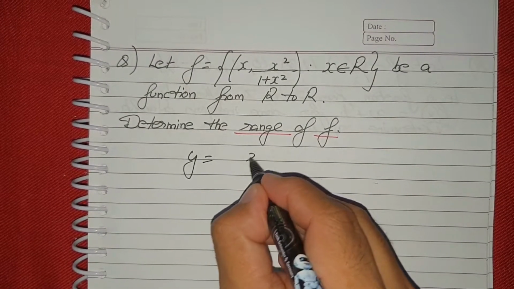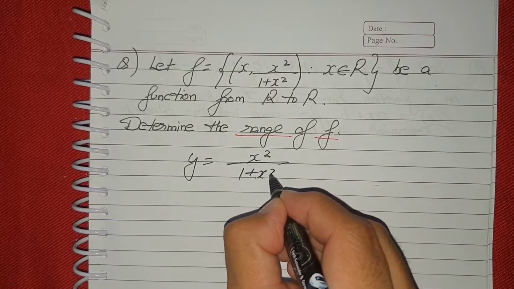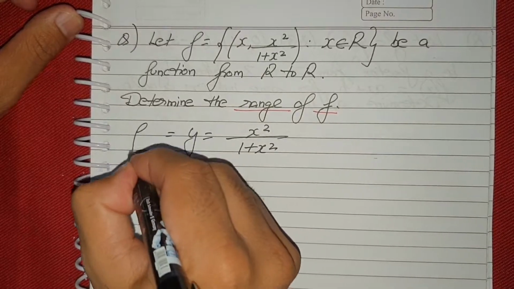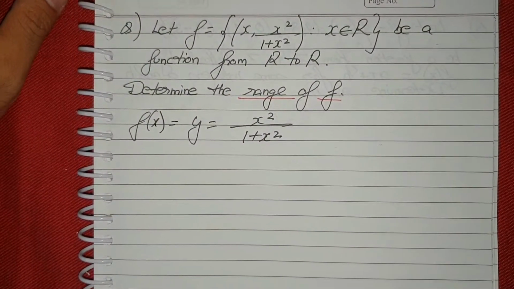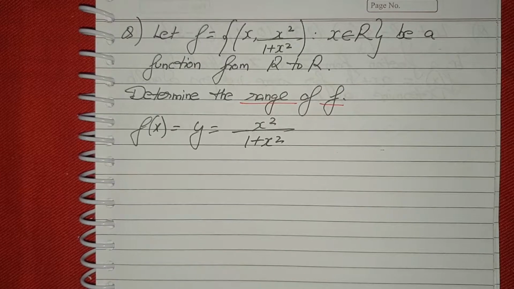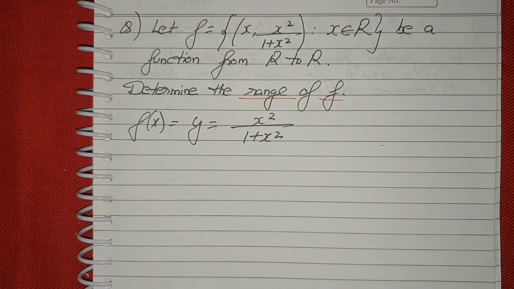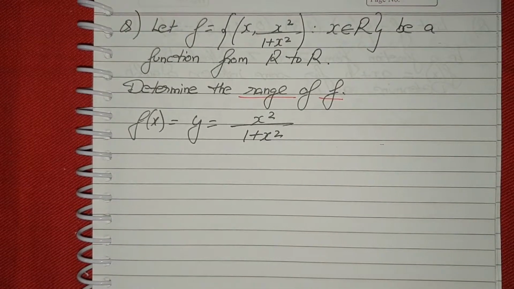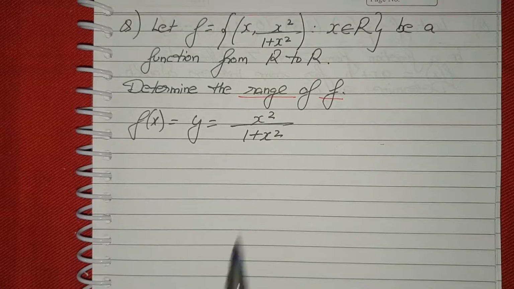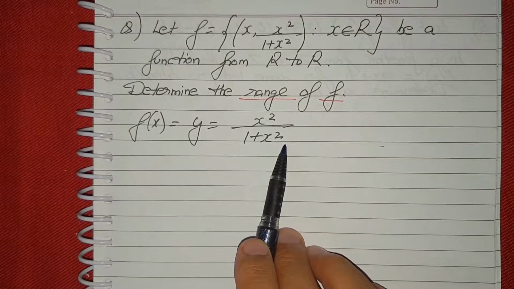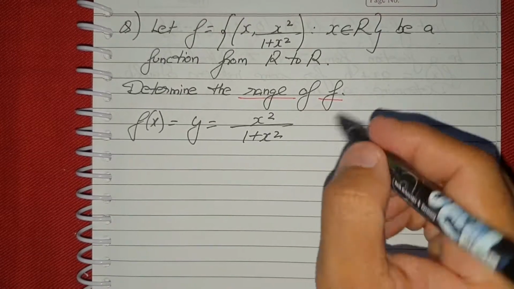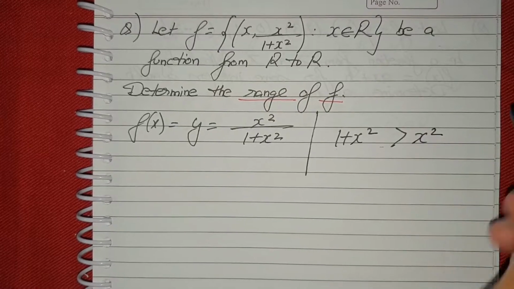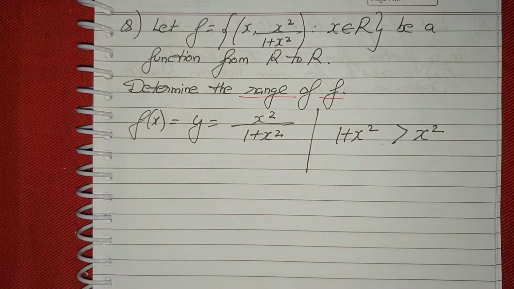y equals x square upon 1 plus x square. Now see, this is y, or you can write this as f(x) also. Now see, f(x) or y is positive for all values of x. Whatever values of x you keep, whether negative or positive, ultimately it's a square that will become positive. Also, a point to be noted: 1 plus x square is always greater than x square. That means this fraction is always less than 1.